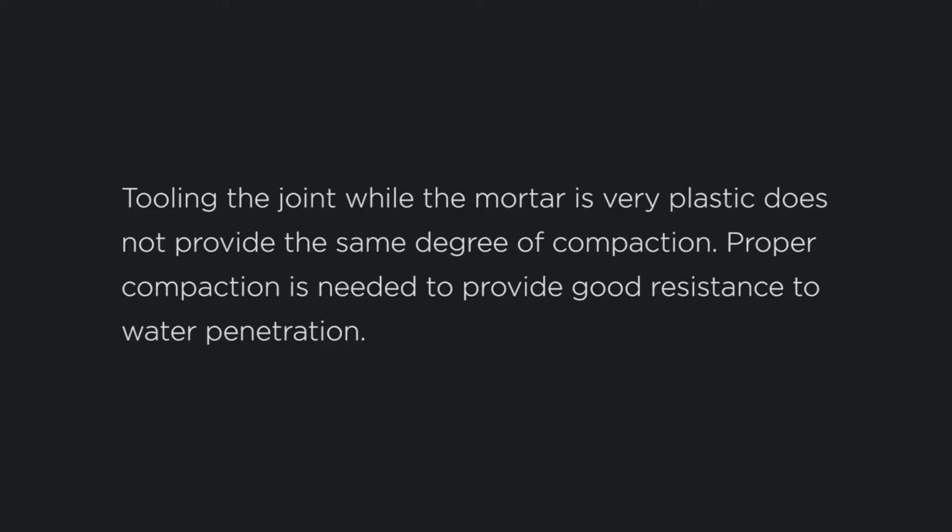Tooling a mortar when it is highly plastic or flowable will tend to pull high water content paste to the surface, resulting in a porous, light-colored joint surface. Sometimes units are laid almost up to quitting time, and the units are tooled too early. Tooling the joint while the mortar is very plastic does not provide the same degree of compaction. Proper compaction is needed to provide good resistance to water penetration.